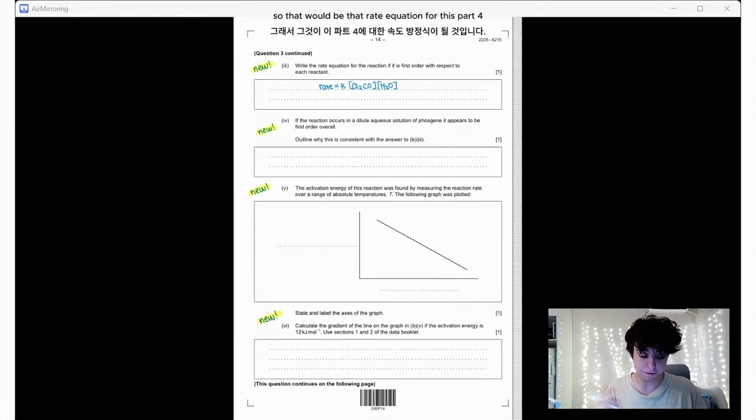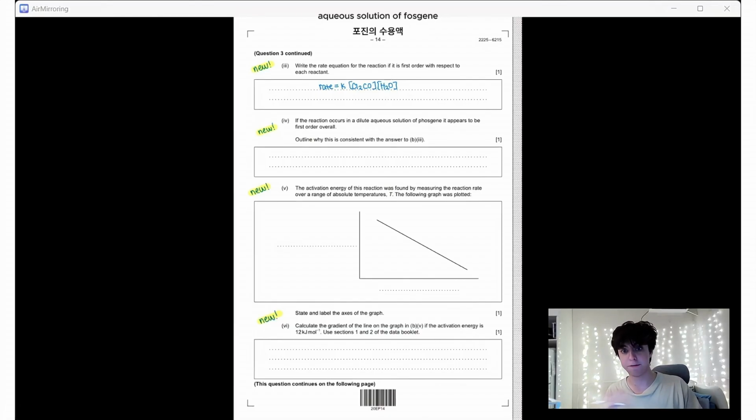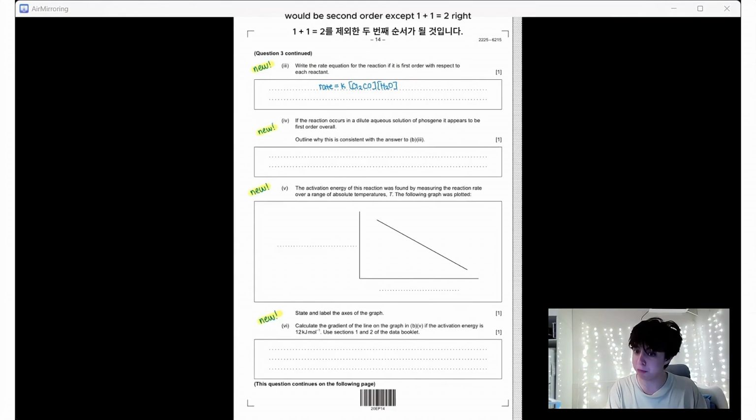For this part 4, it says that if the reaction occurs in dilute aqueous solution of phosgene, it appears to be first order overall. This is contrasting to the rate equation that we just wrote, because the overall order, even though it's first order with each reactant, would be second order. 1 plus 1 equals 2, right? And so this one is saying that if you dilute aqueous solution, then it appears to be first order overall. And to explain why this is, okay?